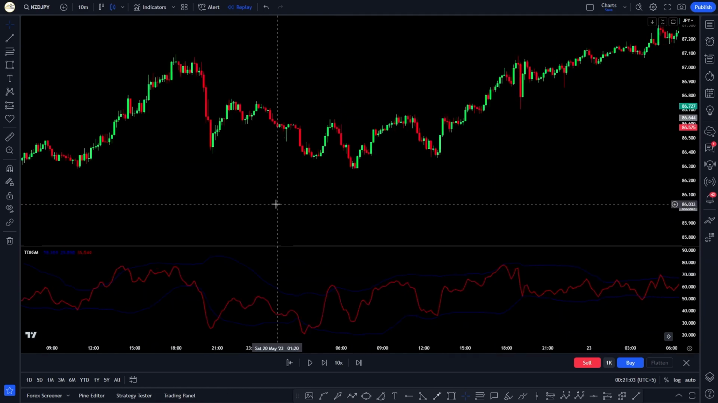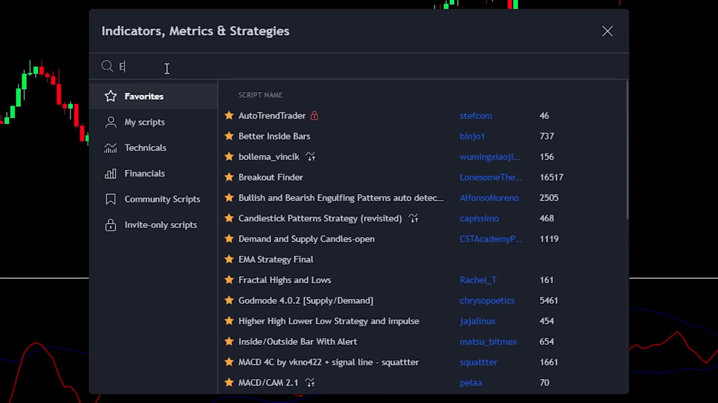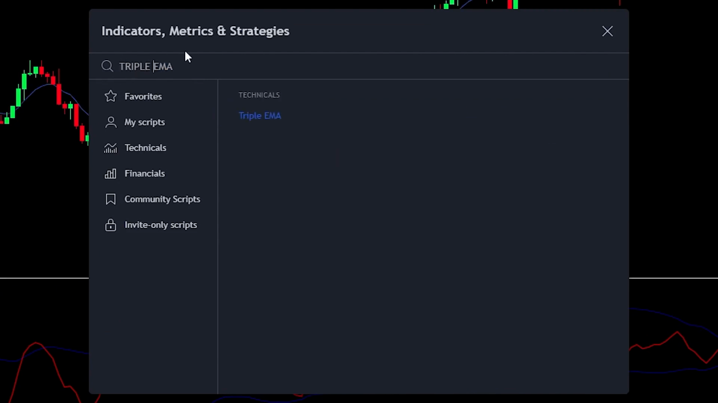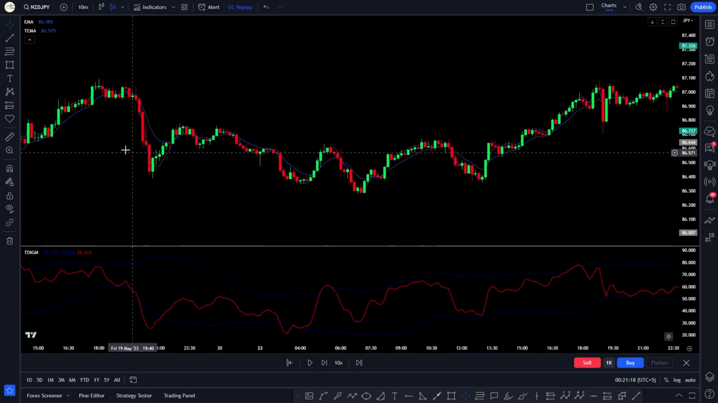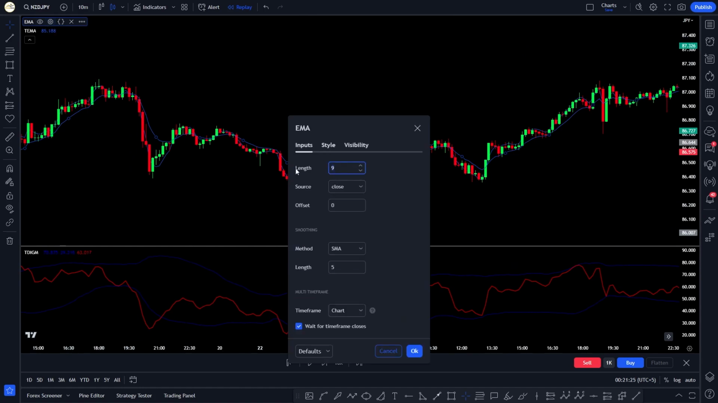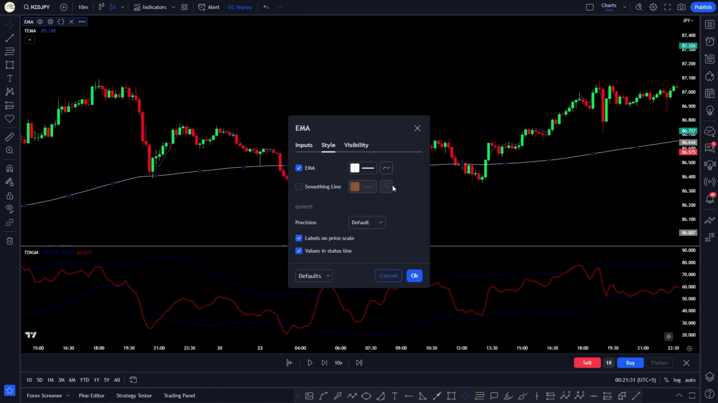For that, we're gonna need 2 more indicators, and those 2 indicators are the EMA or exponential moving average, and we're gonna search for it and apply it to the chart. And the second indicator is the triple EMA that is also made by TradingView, and we're gonna apply this to the chart as well. So now let me just go ahead and change the settings of these indicators, and inside the settings we're gonna increase the length from 9 to 200, and also change the EMA color from this blue to white, and also increase the line thickness so that we'll be able to see it a little bit better.